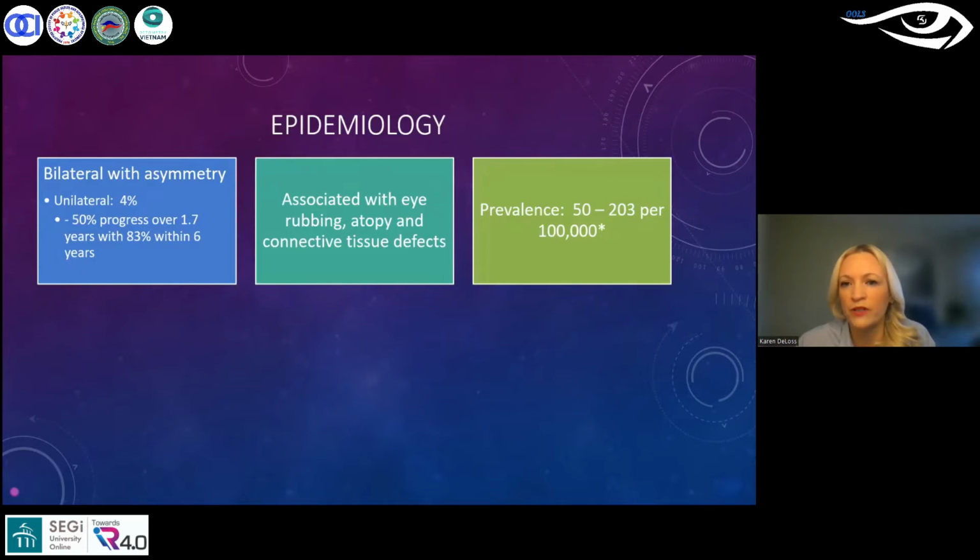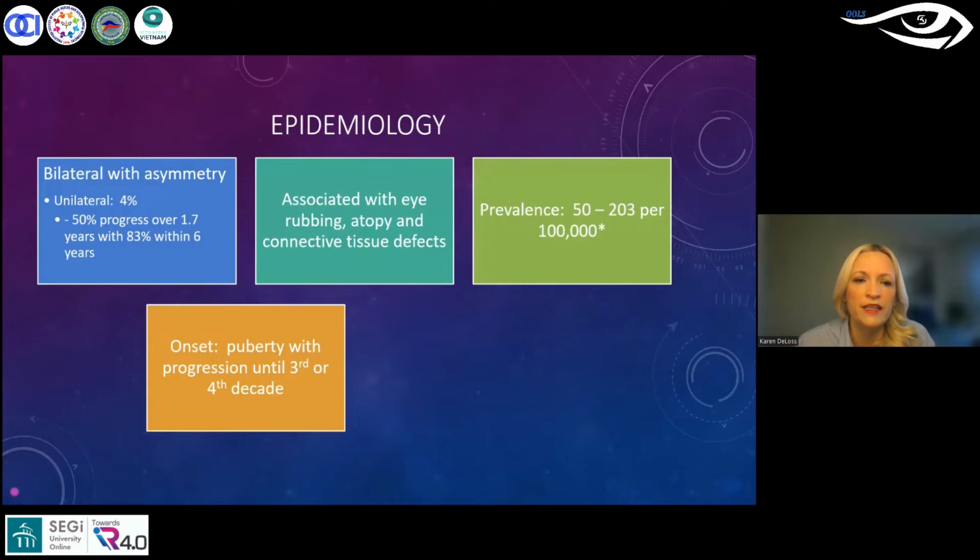I used to call it 1 in 2,000 or 50 in 100,000. The RAIN study that just came out has increased it. So I guarantee this slide will be changing in the next couple of years. Onset is typically puberty with progression until the 3rd or 4th decade. And I'll talk a little bit more about that later on.